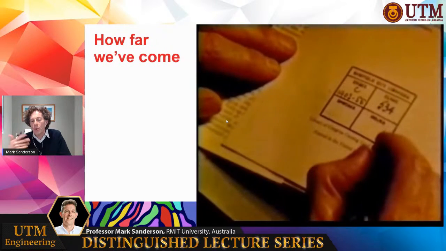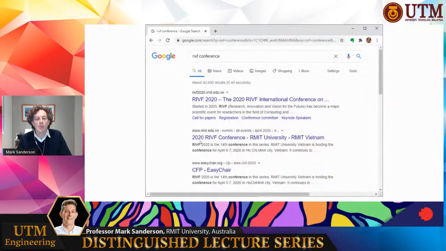And so, we have an equivalent of that today, which is search engines, which don't necessarily find us books, but they find us web pages. So you type in a query. For example, this is a query about a conference that's happening in Vietnam right now. You type in that query and you get back web pages that are about that particular query.